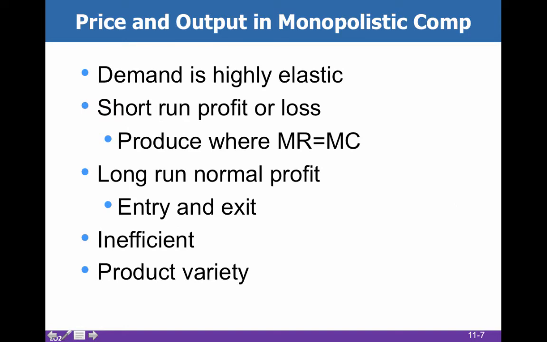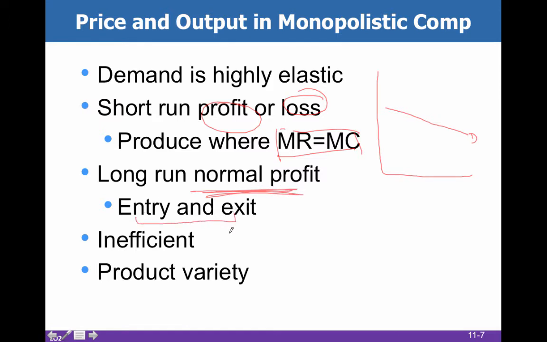All right, so price and output in monopolistic competition. You're going to see that demand is going to be highly elastic. So you are going to have a downsloping demand curve, but typically the demand curves that you see are going to be sort of gently sloping demand curves. In the short run, you can have either profit or loss. You are, surprise, surprise, going to produce where marginal revenue equals marginal cost. In the long run, though, you're also going to have normal profit here because entry and exit is still pretty easy.